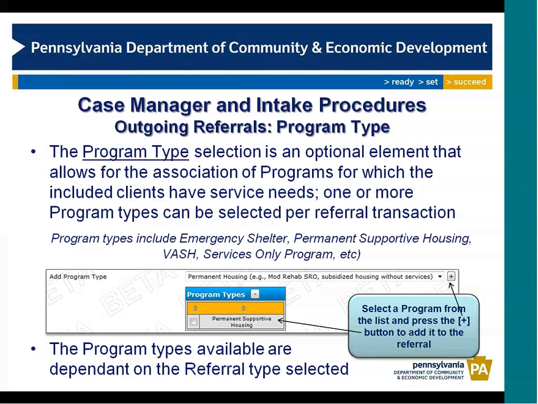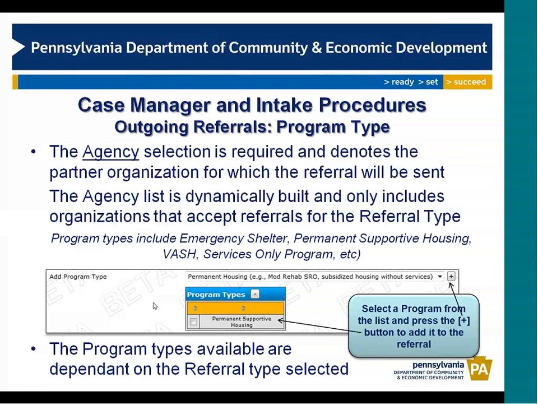Now, to add it, it's a simple little drop down. You pick all the drop downs, you hit the plus button, and it gets added to this grid here. If you accidentally add one, you want to remove it, you check this box, hit the minus sign, and that's how you remove them. So it's a pretty easy process of adding and removing those program types.